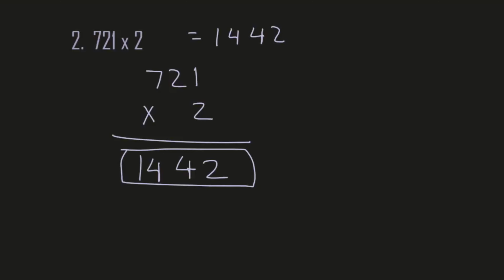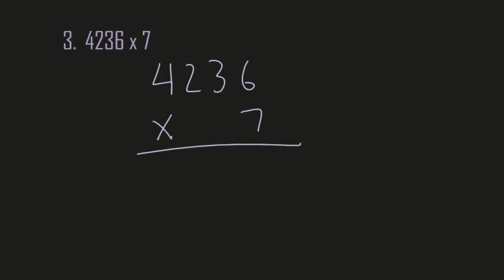Now let's do the last problem. 4,236 times 7. Well, this is obviously a huge number, but don't worry, it's the same thing again. So 4,236 times a 7. So now what we do is 7 times 6, which is 42. So the 4 goes up here, 2 is here.